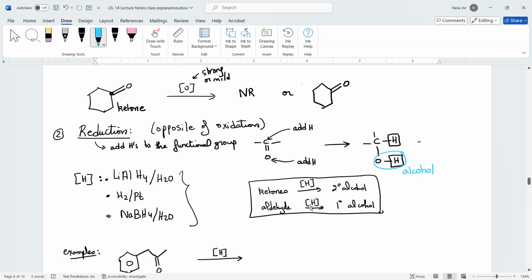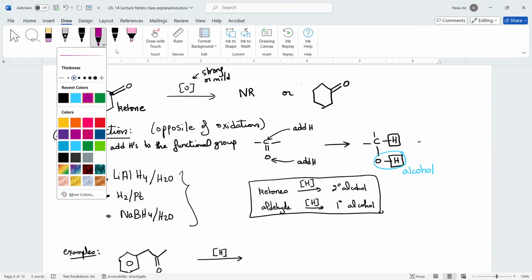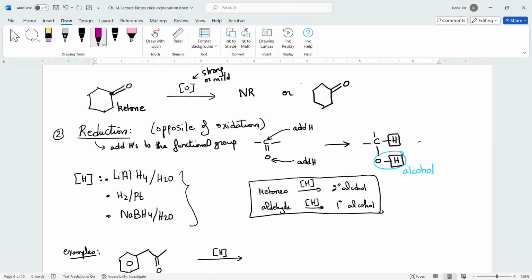To represent reduction, we're going to use an H in brackets. This means it is a reduction reaction. As we did for oxidation, we represented it by an O in brackets as well. There are different types of reagents for reduction. Let's go over them. We have strong and we have weak. These two are considered to be strong reducing agents, and sodium borohydride is a weak reducing agent.